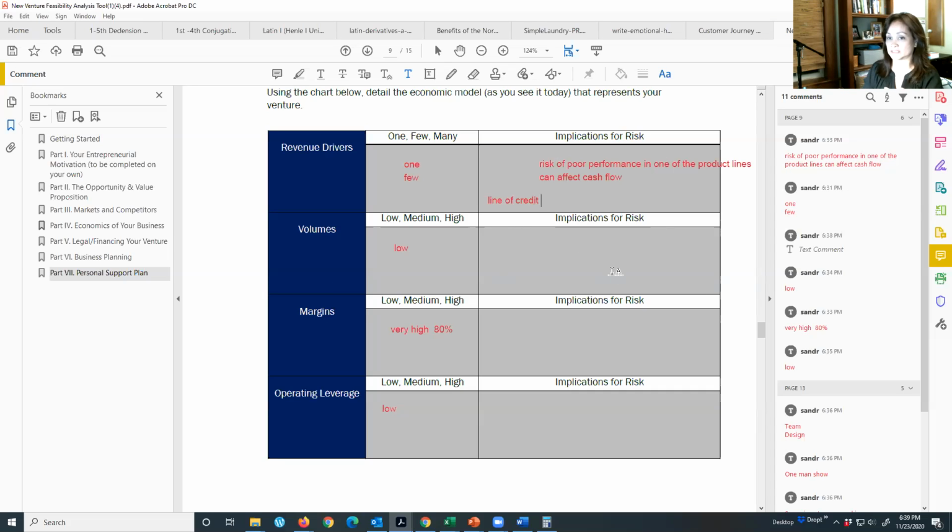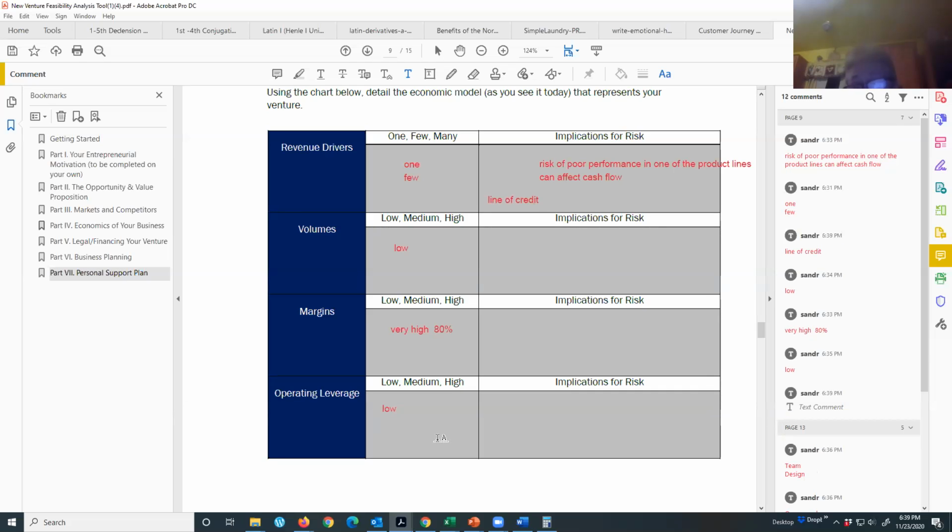And that's why this asks, what are the implications for risk? How does this affect you? Kelly, what are your risks for your laundromat? I was sitting here trying to figure out bad machines. Well, your operating leverage is going to be high because you have to pay rent, right? Well, yeah, we're buying the building, so we'll have a mortgage.